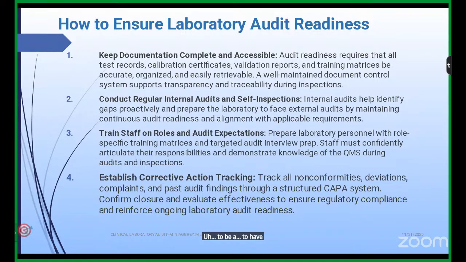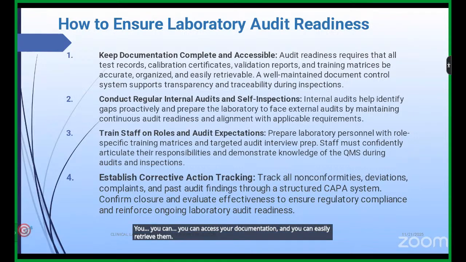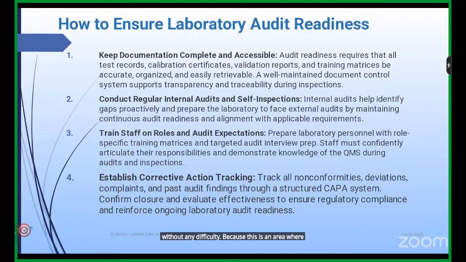Here, you are supposed to have access to test records, calibration standards, validation portal for your results. The trading matrices are also there for you to access. You can access your documentation, and you can easily retrieve them without any difficulty, because this is an area where we are moving away from manual documentation to virtual documentation or electronic documentation.